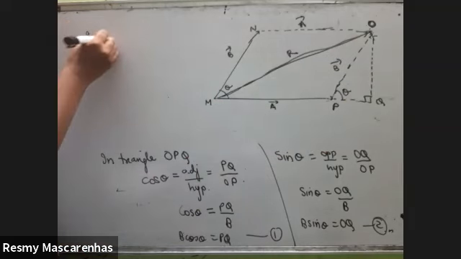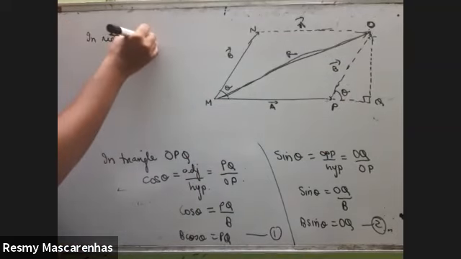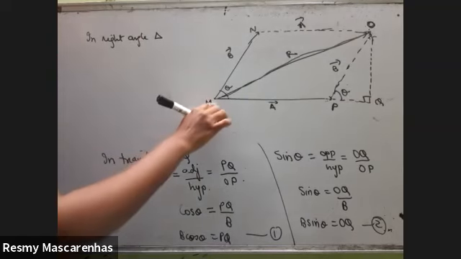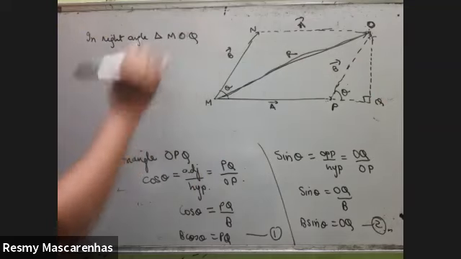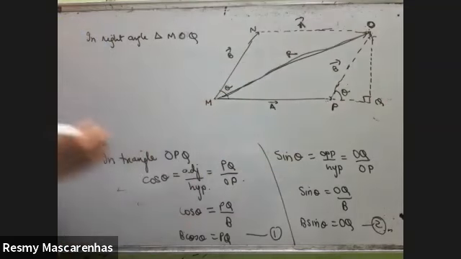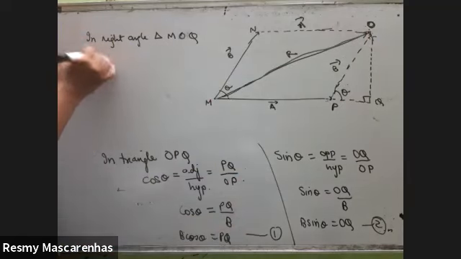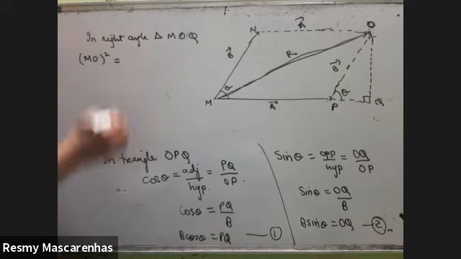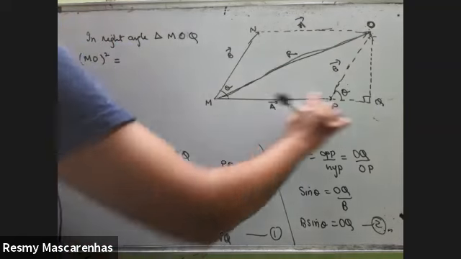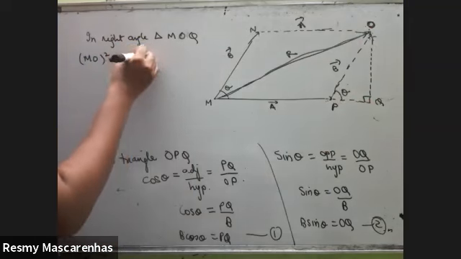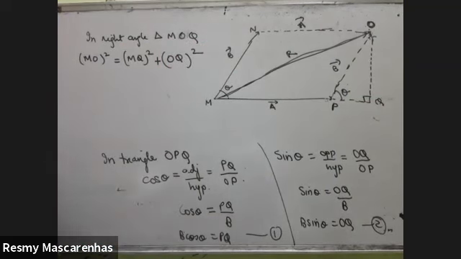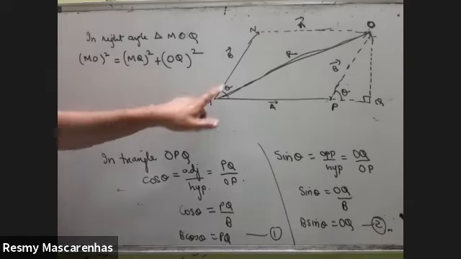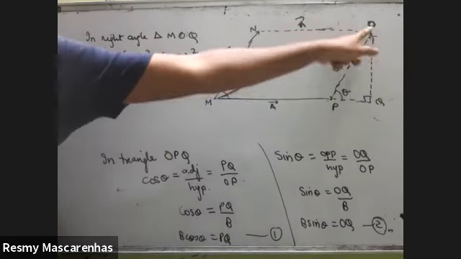So in the right angle triangle, which is that, MOQ. So who is the hypotenuse? MO square is equal to, the hypotenuse square is always equal to the sum of the squares of the sides. So this is one side, MQ square, plus OQ square. So check, in the big right angle triangle, R is nothing but the hypotenuse. So MO square is equal to MQ square plus OQ square.